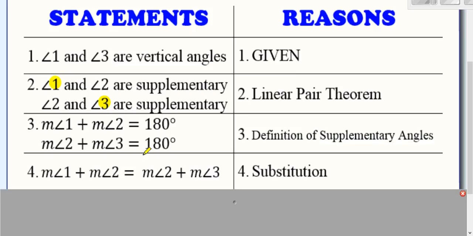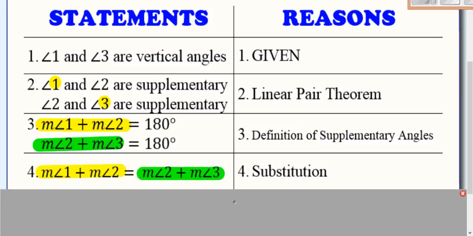Since they both equal 180, we can set them equal to each other. Angle 1 plus angle 2 equals 180, and angle 2 plus angle 3 was 180, which means they're equal to each other. A substitution, that's actually also the transitive property. Substitution's fine here.